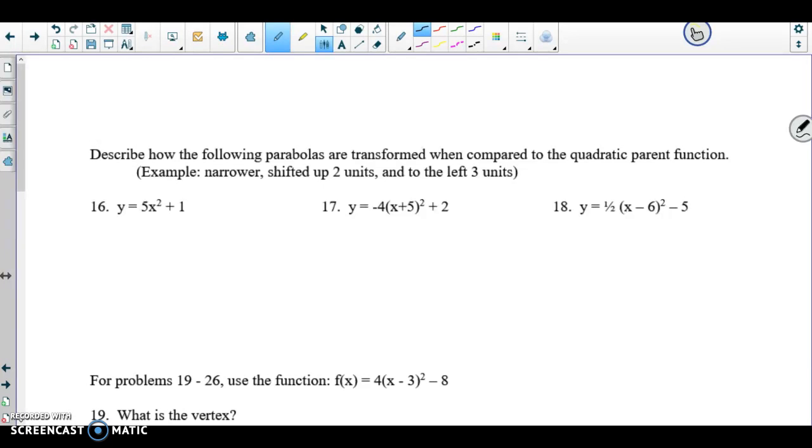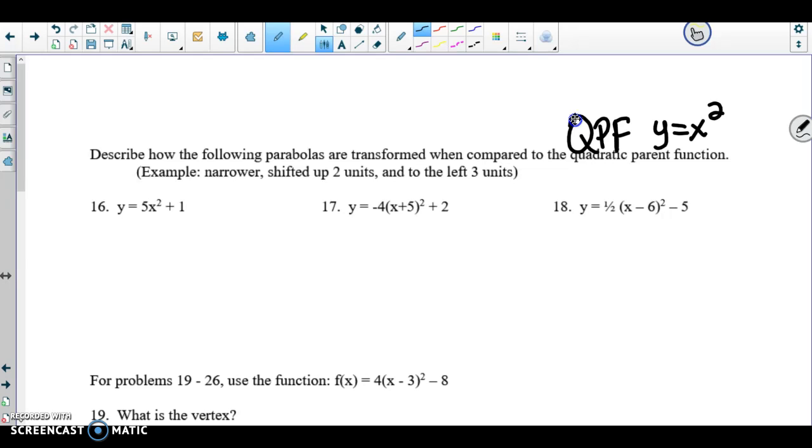Part two, or the back side. We are ready to describe how the following parabolas are transformed when compared to the quadratic parent function, the QPF. And then we have to remember, what is the quadratic parent function? Well, it's that one that we compare everything to.